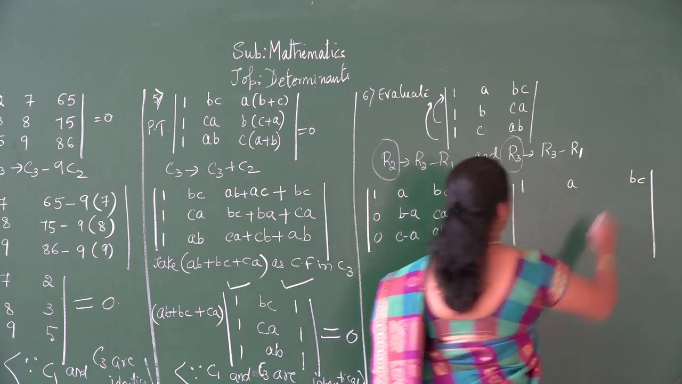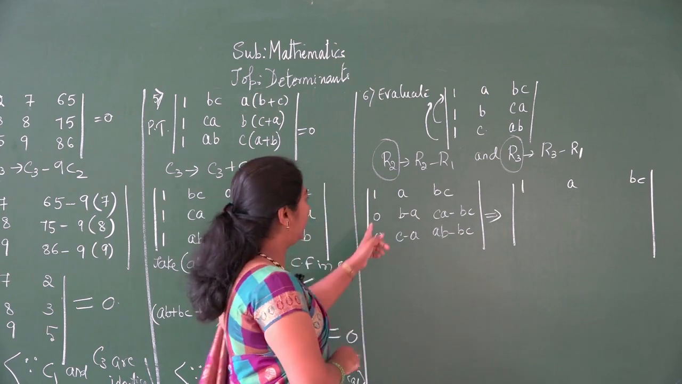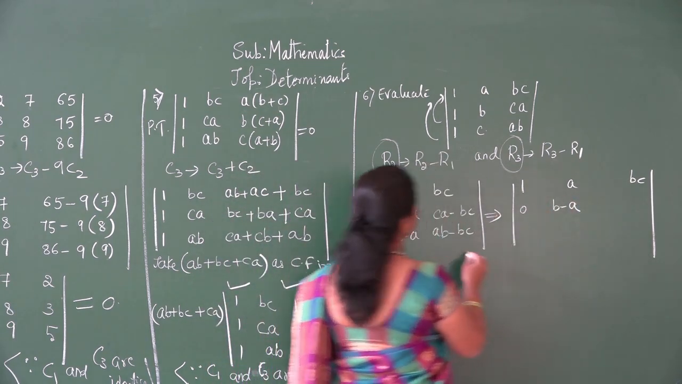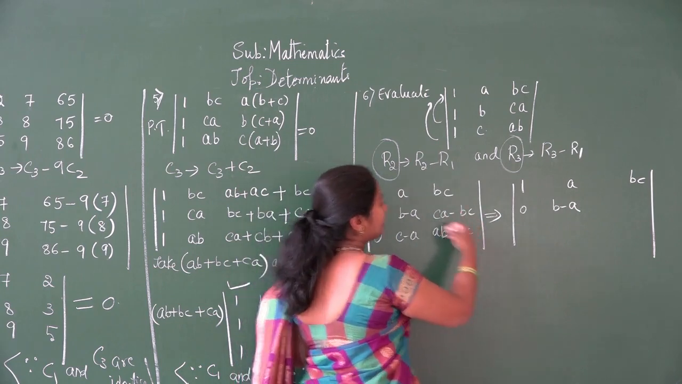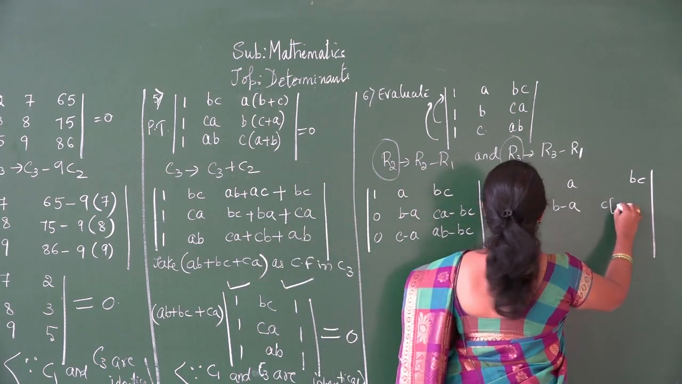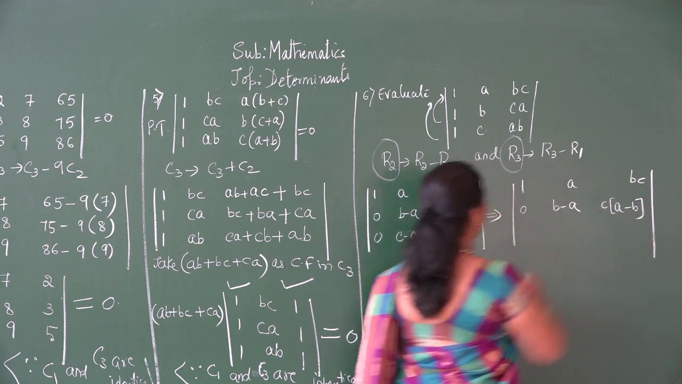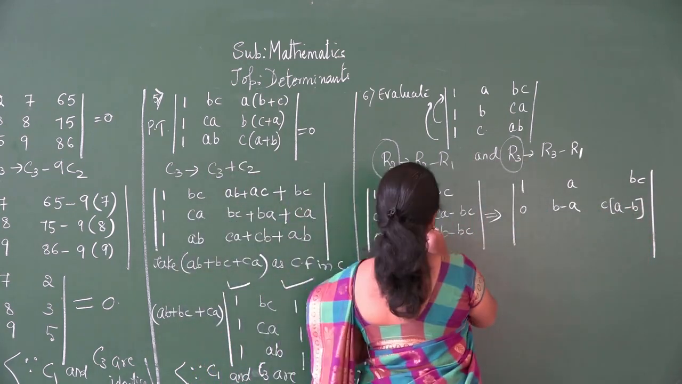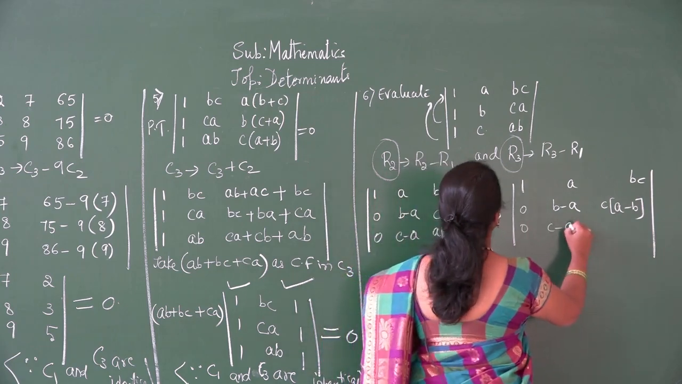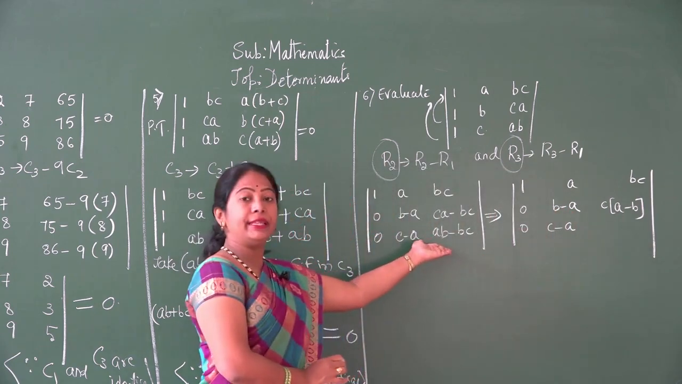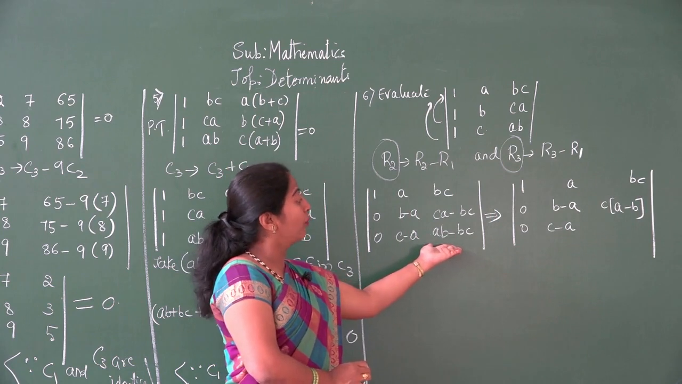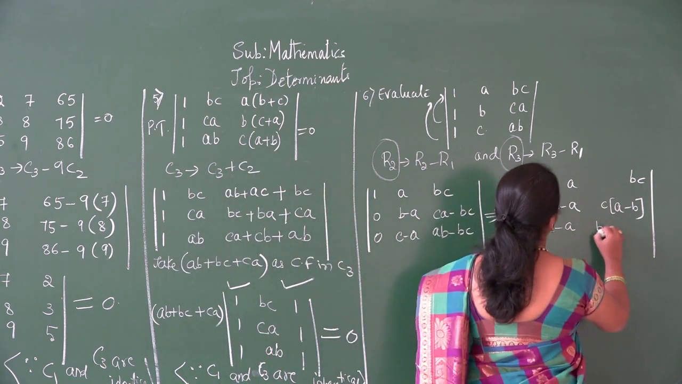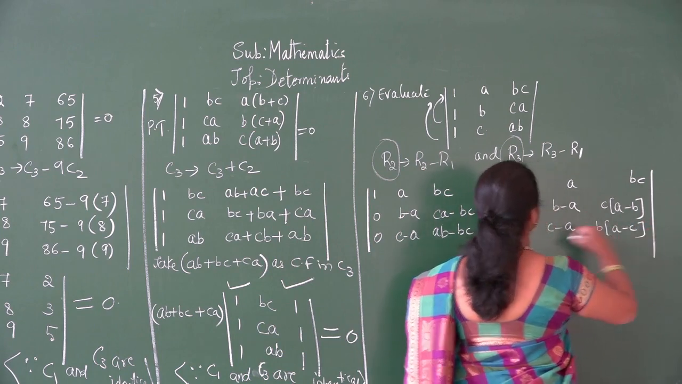1, A, B, C, 0, B minus A, and C minus A. What is common in the second row? C. If I take out C, what is left out? A minus B. Similarly, what is here? 0, C minus A, 0, C minus A. What is common here? B. If I take out B, what is left out? A minus C.